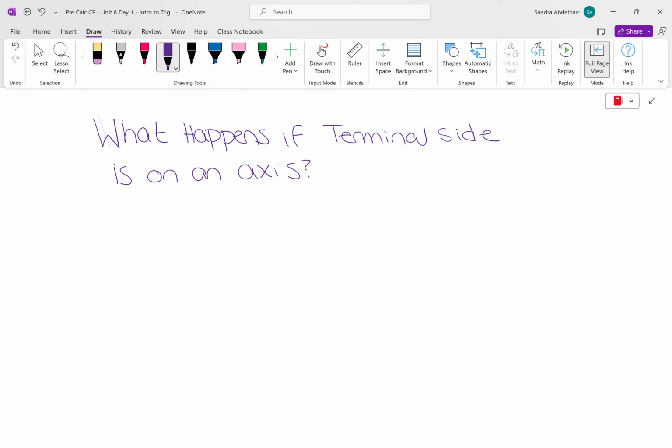So what happens if the terminal side is on an axis? Meaning SOHCAHTOA is not going to work. So anytime the terminal side is on an axis, we're not going to use SOHCAHTOA. What we are going to use is the unit circle.